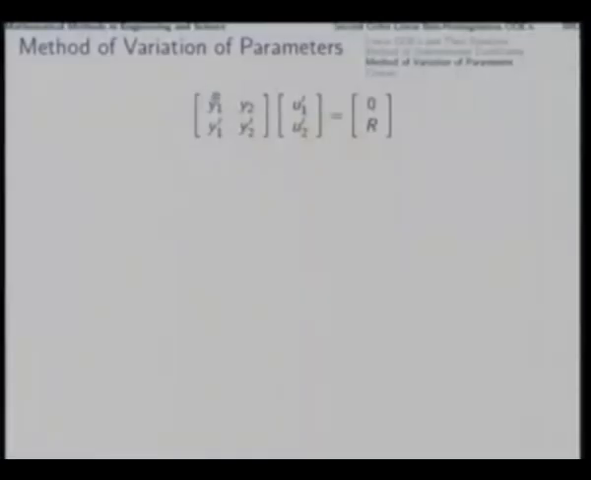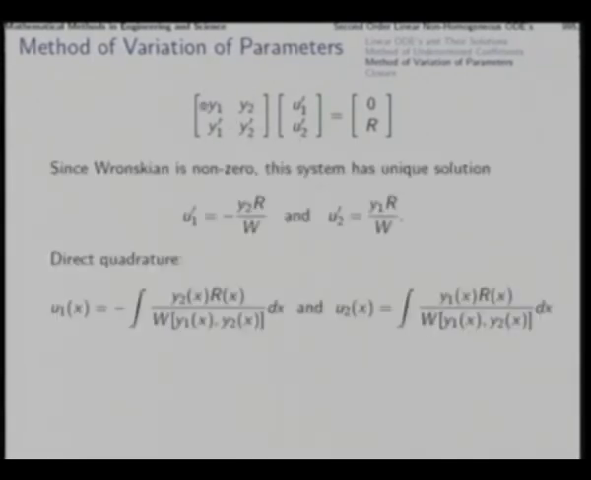Now the determinant of this matrix is actually the Wronskian. So as long as y1 and y2 are linearly independent solutions forming the basis for the solutions of the homogeneous equation, we know that these are two linearly independent functions. So this Wronskian will be non-zero. So that means that the solution of this will give us unique u1 prime, u2 prime. In other words, this is an invertible matrix. So we get that solution.